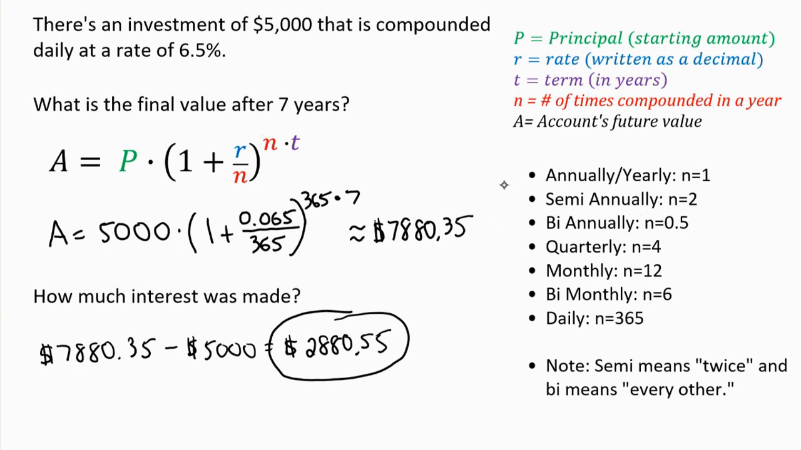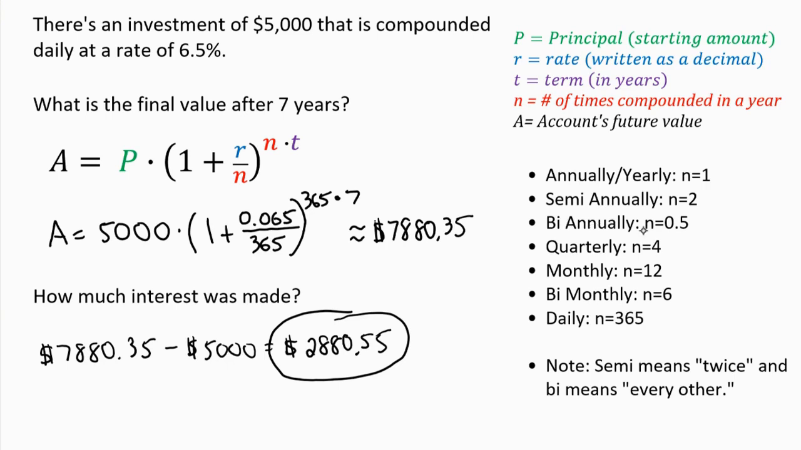Now, keep in mind over here, you could have different times it's compounded. Like the N value could be different. You could compound annually or yearly. That would be just once a year. Semi-annually means twice, so we go twice a year. And I put that note down here. Semi means twice. Whereas biannually, it means every other year.